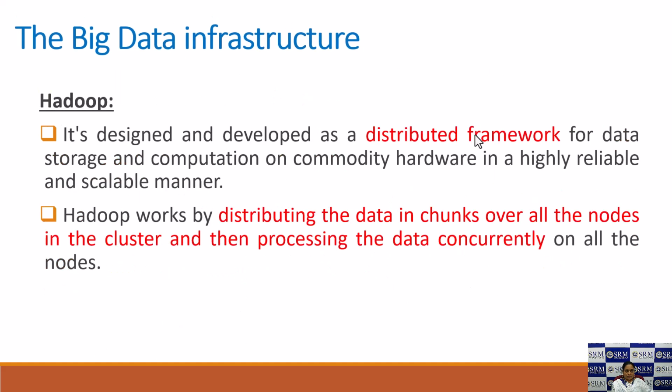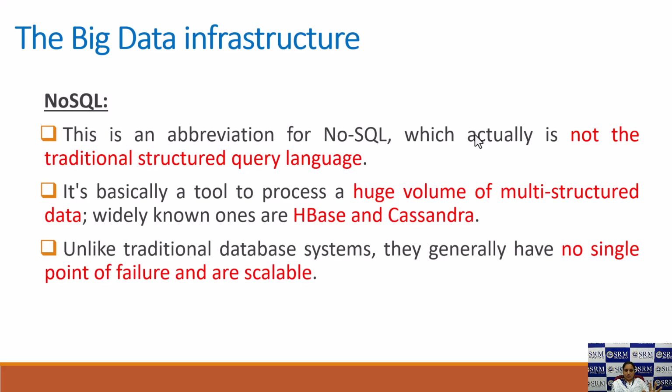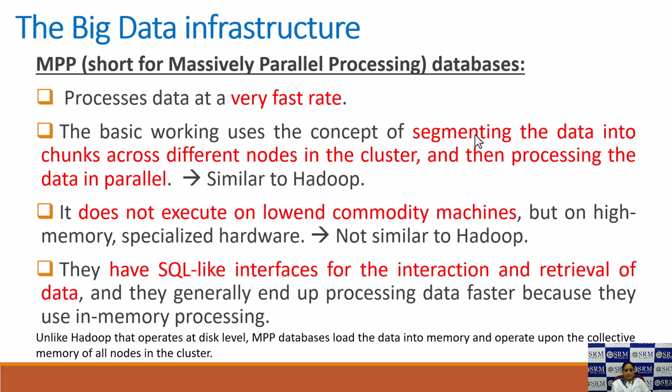So as of now, I covered Hadoop, this distributed framework. Then NoSQL, that means SQL cannot be used. We have to use NoSQL databases such as HBase and Cassandra. And then MPP, because very fast transactions should happen, so it is working on the memory level.